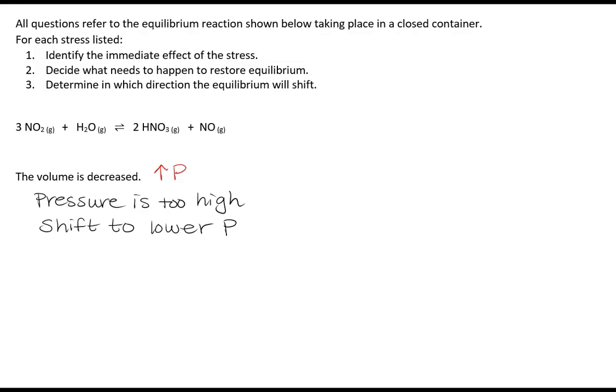We count the number of moles of gas on each side, and the lower pressure side will be the fewer number of moles of gas. As we just counted in the last example, we have 4 moles of gas on the reactant side, 3 moles of gas on the product side. So the equilibrium will shift towards the fewer moles of gas, and it will shift to the right.